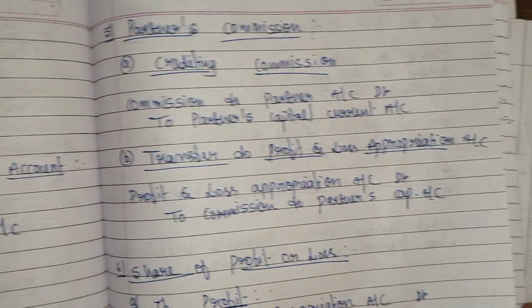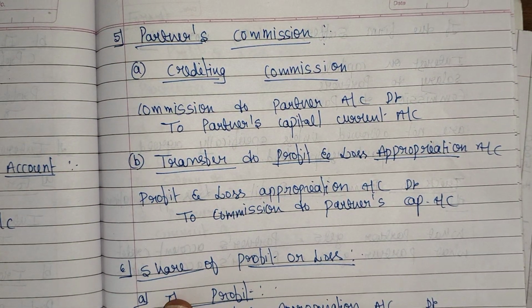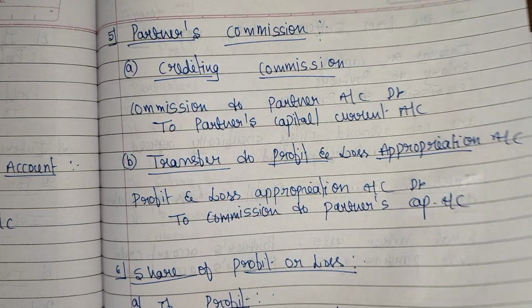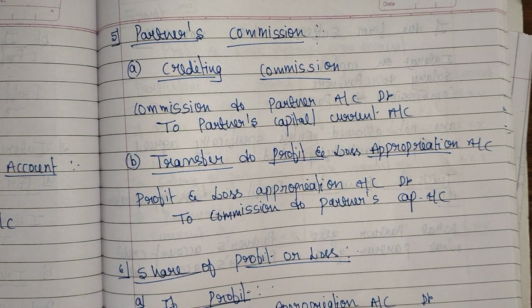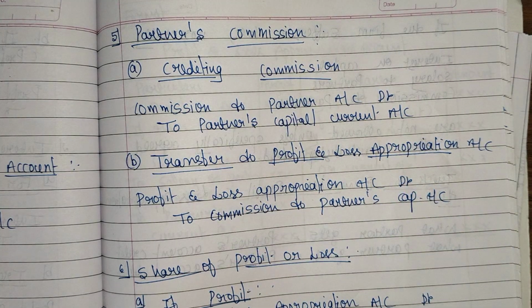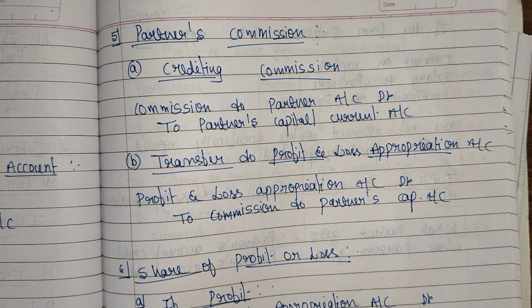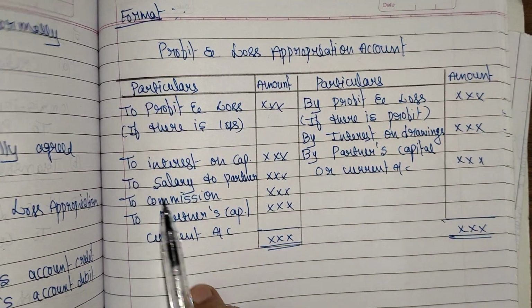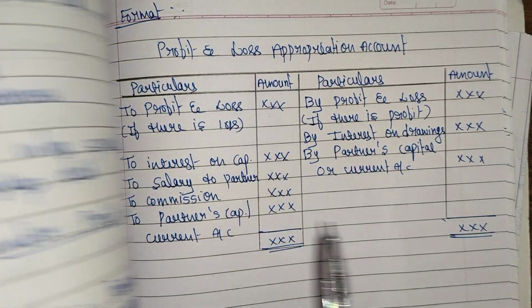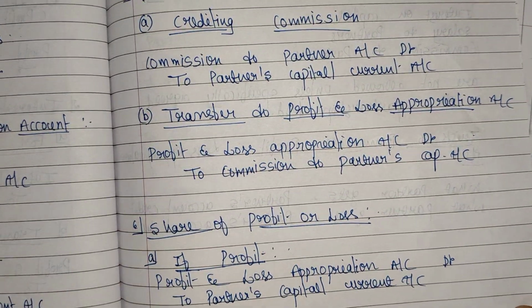After that, next one, partner's commission. First, we need to credit the commission in the partner's capital or current account: Commission to Partner's Account debit to Partner's Capital or Current Account. But in the Profit and Loss Appropriation Account, we need to debit the commission. The entry is: Profit and Loss Appropriation Account debit to Commission to Partner's Capital Account. See here, debit to commission. That's it.